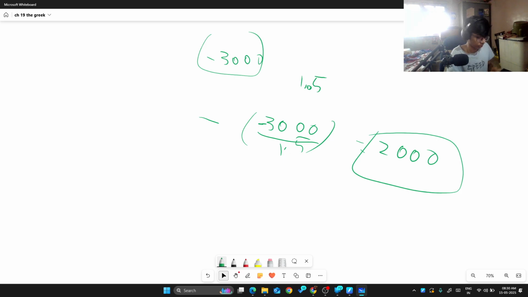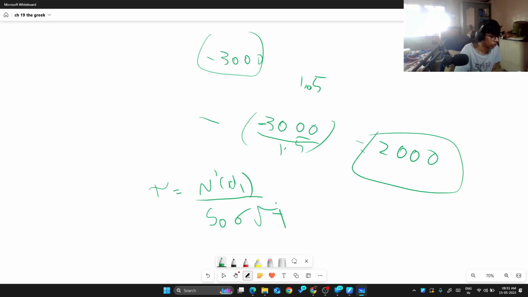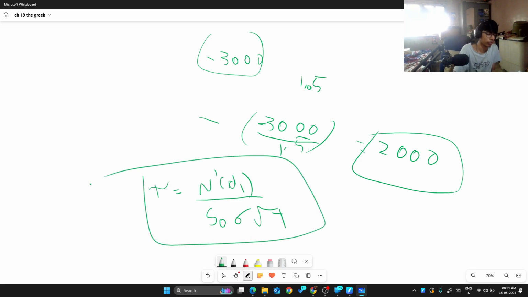Now which topic should we cover? Calculation of gamma. The gamma formula is gamma equal to N'(d1) upon S sigma root t. It's a simple gamma formula, and you have to remember this.